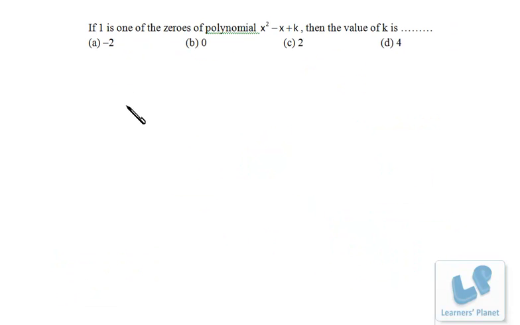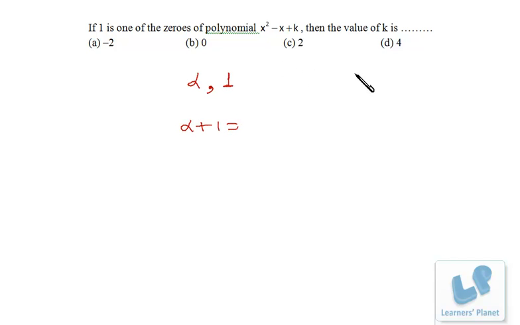Now, in this question, if 1 is one of the zeros of the polynomial x square minus x plus k, then the value of k is, right? Now, 1 is the one zero and we take alpha as the other zero, right? So the zeros of this polynomial are alpha and 1. Now, what will be the sum of zeros?